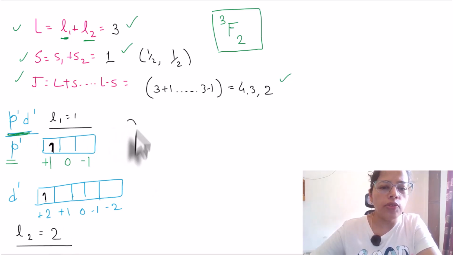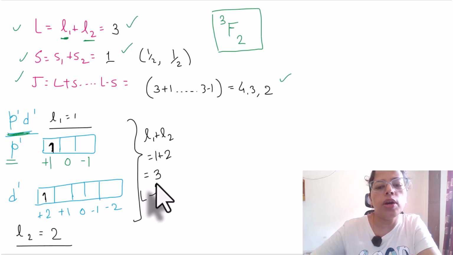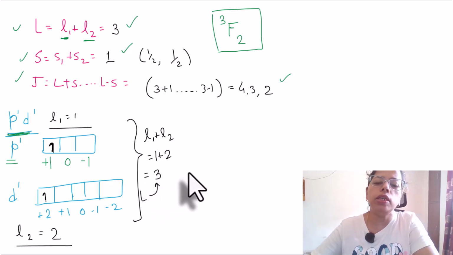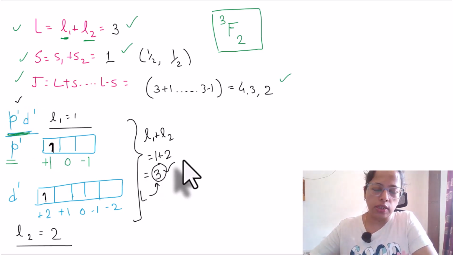So from here we can see that the summation of L1 plus L2 comes out to be 1 plus 2, that is equal to 3. So our total orbital angular momentum quantum number, which is equal to 3, is satisfied by the P1 D1 configuration. I hope you understood how we are getting this conclusion.